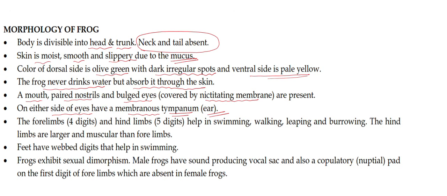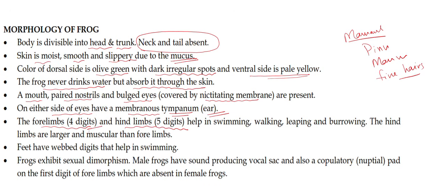What is the characteristic feature of the mammals? So, characteristic features of mammals are presence of pinna, presence of mammary gland, and presence of fine hairs on the body. This is for mammals. Now, for frog, the forelimbs have 4 digits and hind limbs have 5 digits. There was a question now.